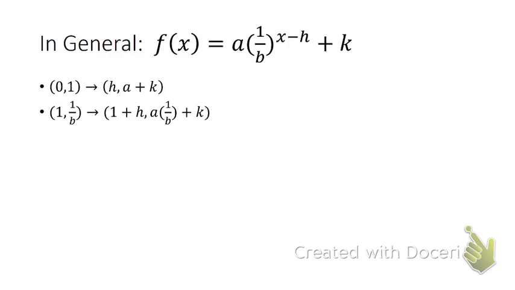So take a moment and write down those equations for moving the reference points. (0, 1) becomes (h, a + k), and (1, 1/b) becomes (1 + h, a times 1/b + k). So you're going to want to write those down and keep those handy, and then we're going to use those. So pause the video and write those if you need to.